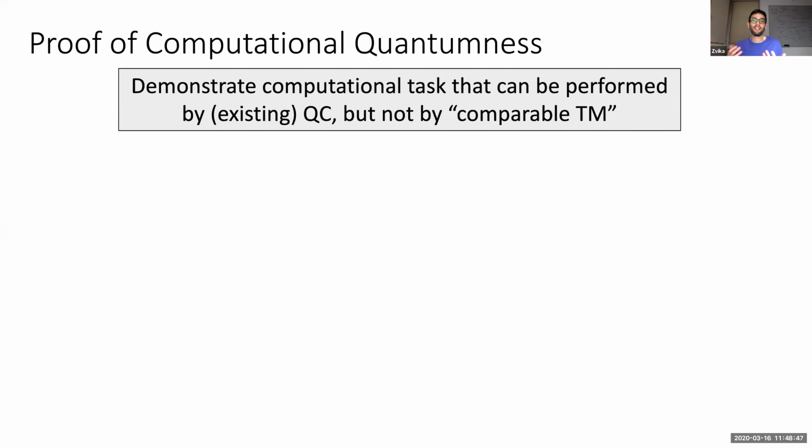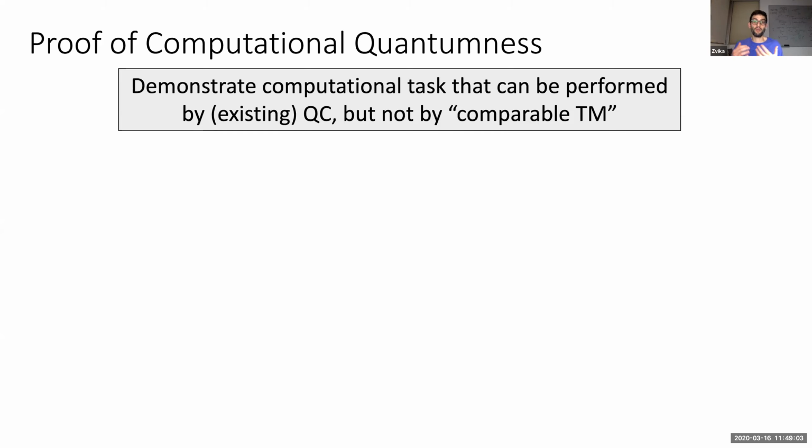And I should say that, at least in my opinion, this notion of proof of computational quantumness is somewhat of a philosophical question more than a mathematical question. Or even a practical question. We're not necessarily going to have a proof that we achieved computational quantumness.